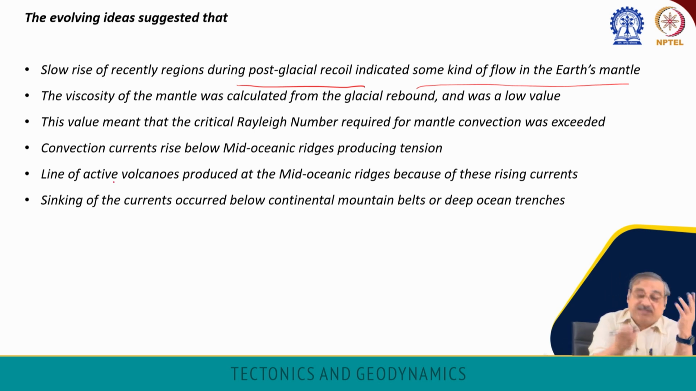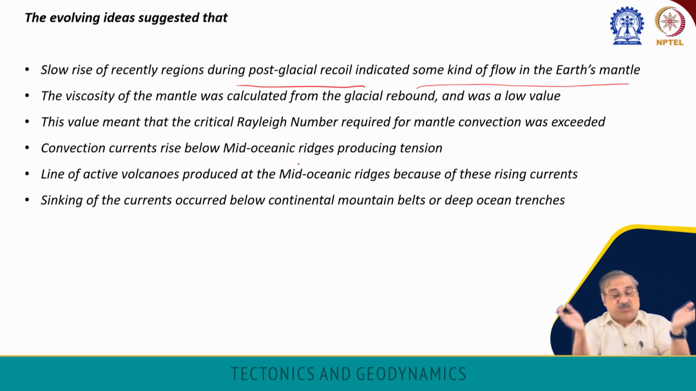So, what was then generally agreed is that convection cells occurred below the mid-oceanic ridges. These produce tension at the surface, and you would also produce a line of active volcanoes on the mid-oceanic ridge because of these rising currents. Similarly, these currents would sink right below the continental mountain belts and deep ocean trenches, and this is where the crust is consumed, maintaining the surface area to be constant.